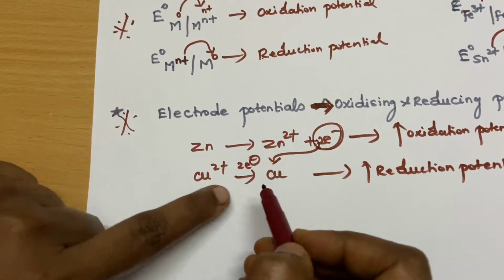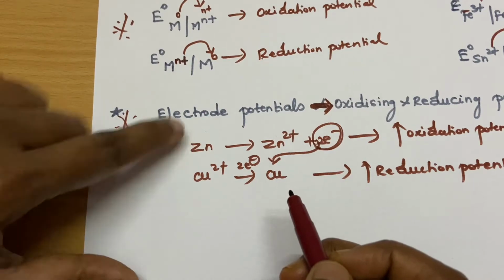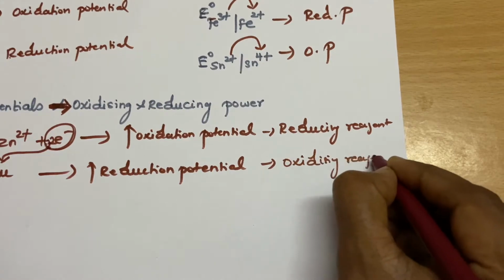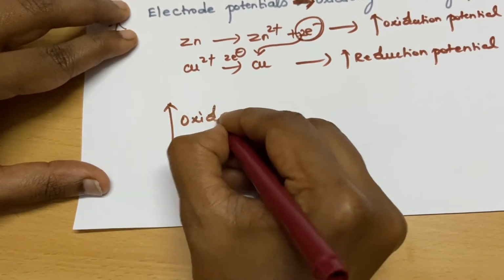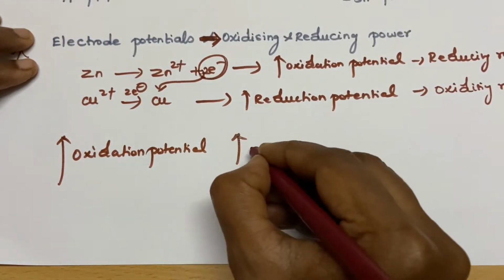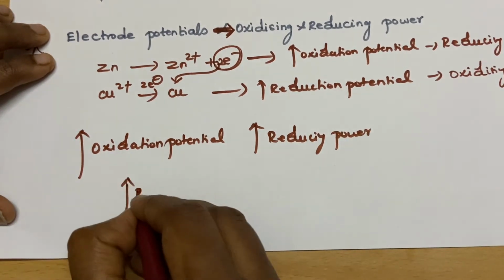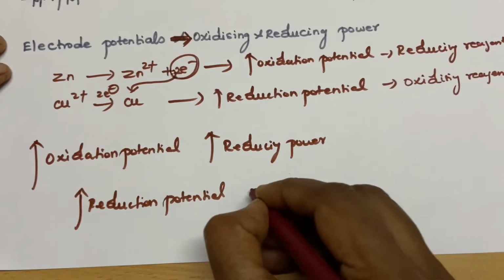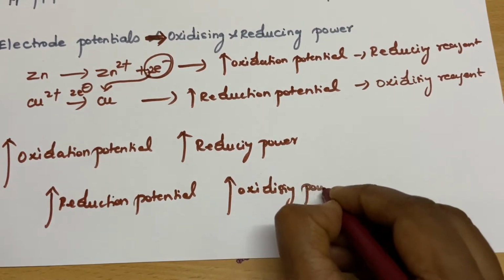And I can say only because of this copper the zinc got oxidized. Okay, in absence of copper the zinc would not have got oxidized, so I can say the copper here acts as an oxidizing reagent. So what is the trick, students? Higher the oxidation potential, higher will be the reducing power of that particular metal. Higher the reduction potential, higher will be the oxidizing power of that particular metal.